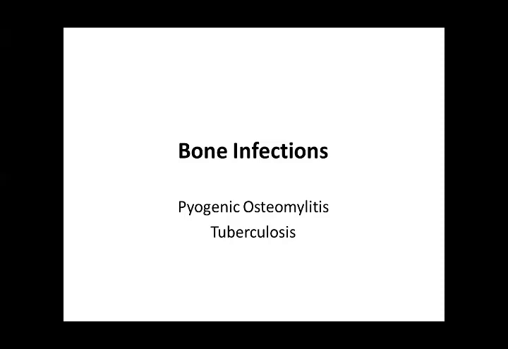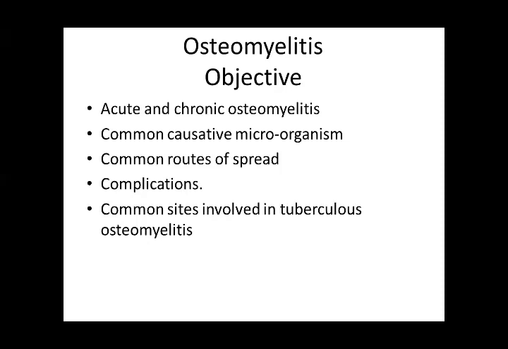So we've got pyogenic bone infections, and we've got tuberculosis, which is a specific bone infection, and we've got syphilitic disease. So we have pyogenic osteomyelitis and syphilitic osteomyelitis. What is the difference between the two? Osteomyelitis: common causative organisms, contributing factors, complications, and common sites involved in tuberculous osteomyelitis.